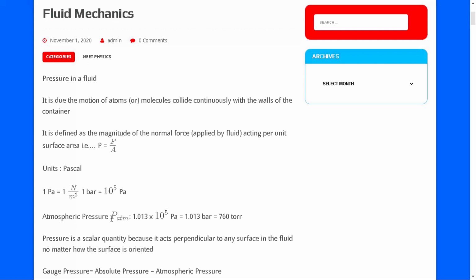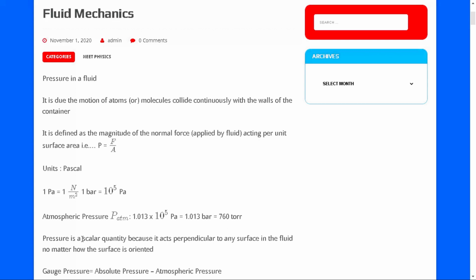Atmospheric pressure is the pressure exerted by the atmosphere on the liquid molecules, and it is represented as P naught or P ATM. The value is 1.013 into 10 to the power 5 pascals. As we have seen, 1 bar is equal to 10 to the power 5 pascals, so we can write it as 1.013 bar or 760 torr.